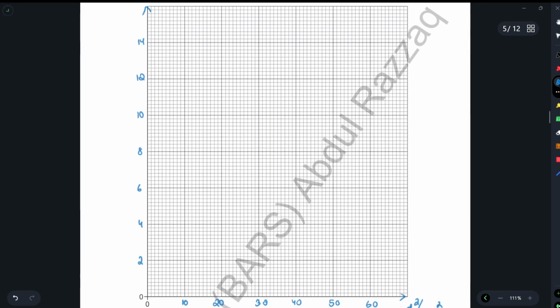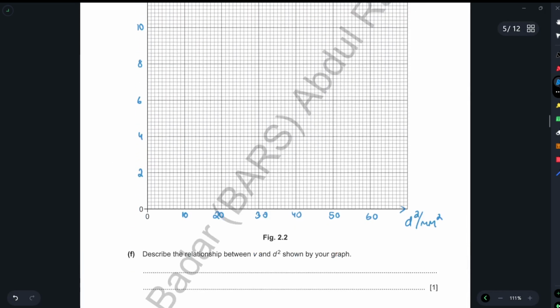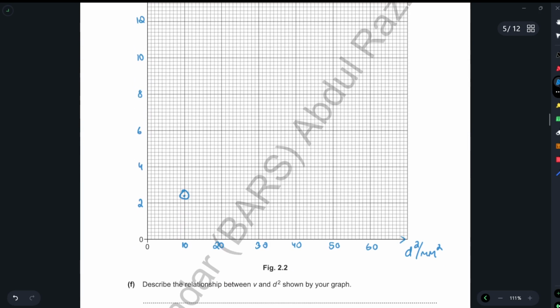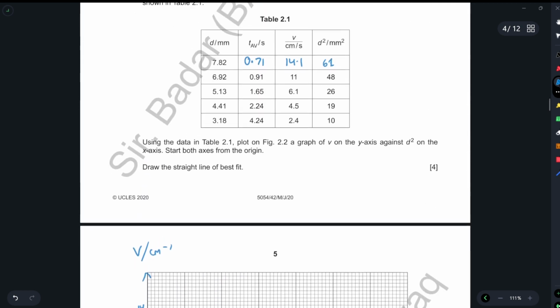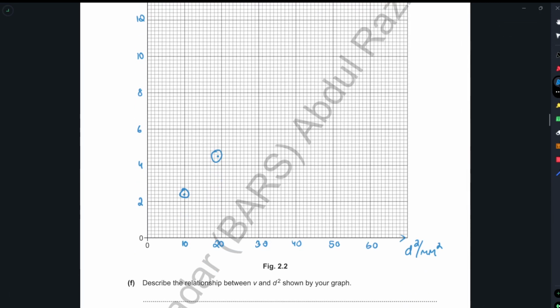अच्छा, नीचे से स्टार्ट करते हैं. So 2.4 and 10. तो 10 पे कितना है? That's 2.4. Again, circle your marks. Then 19 and 4.5. 19 यहाँ पर आएगा, 4.5 is going to be somewhere around here. Then you've got 26 and 6.1. 26 is going to be here.